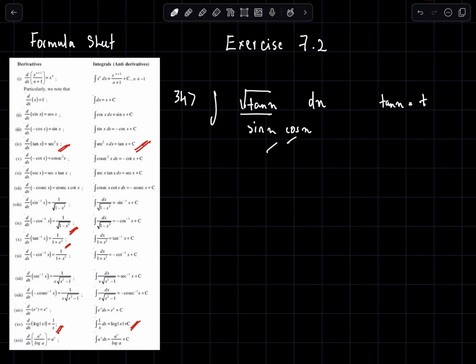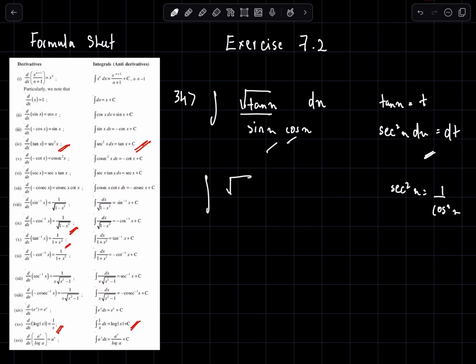Tan x differential is secant square x, so secant square x dx is equal to dt. We know this, right? The thing is, we don't have secant square x dx, or do we have? Okay, let's check. What you can do is, now I know that secant square x is 1 over cos square x. Okay, but there is cos x and not cos square x. So what I'm going to do is, I'm going to make it cos square x. Okay, so let's do that.